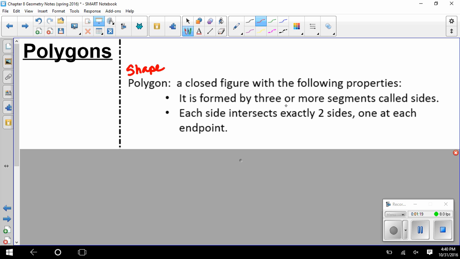It is formed by 3 or more segments, and we call those sides. And it can't be 2 segments because if you have 2 segments, it's not closed. Okay, so that's why it has to be 3 or more. And then again, segments, so no curves. And then each side intersects exactly 2 sides, one at each endpoint. That's important, and we'll see what that means more closely when we get to the first example.